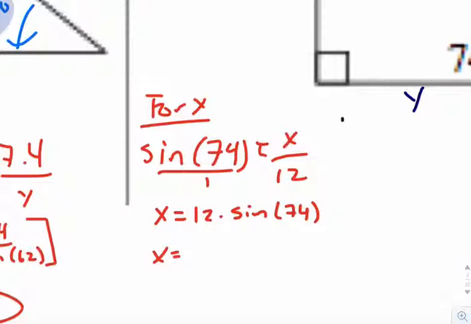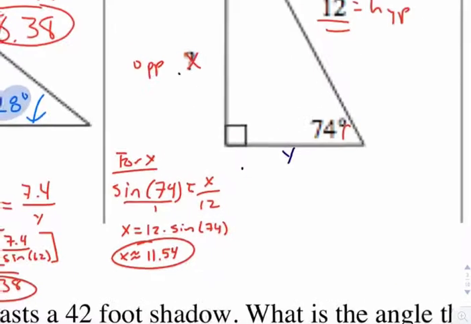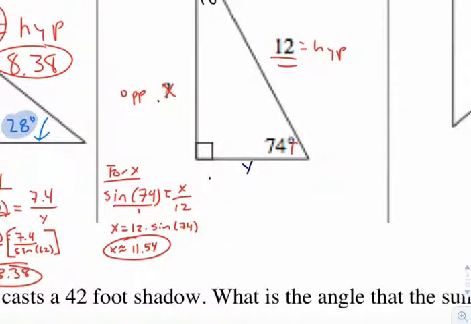So let's see, 12 times sine of 74 gives me an approximate value of 11.54. Again, this fits what I know about the triangle. Since it's across from the biggest angle, it's got to be the biggest side length, and it is. And so far, it's still lower than 12, which is good. Let's go and solve for y.